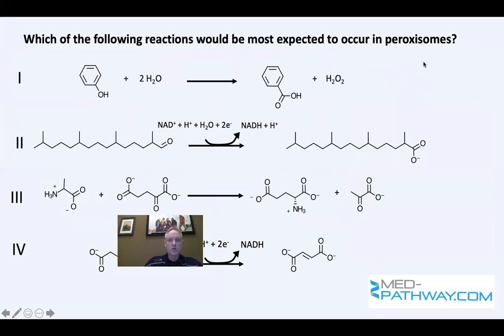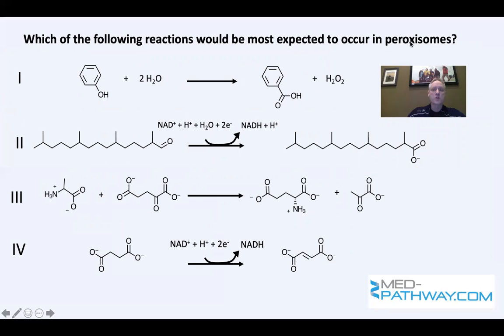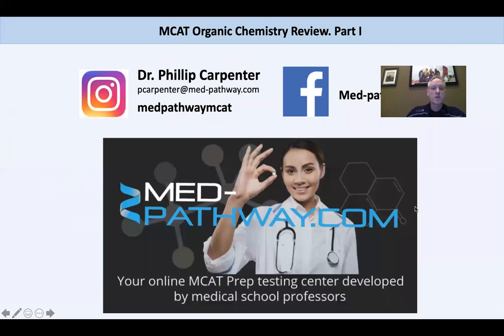So when you take a look at the reactions, what you think about is peroxisomes, oxidation, and there's only 2 of them. One's in the mitochondria, the other one must be in the peroxisome.